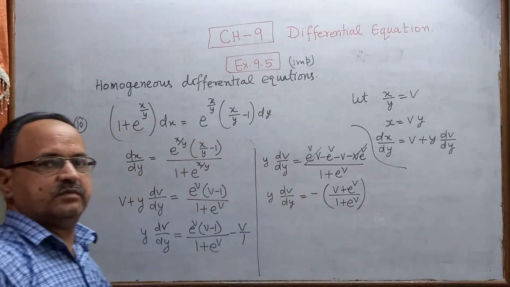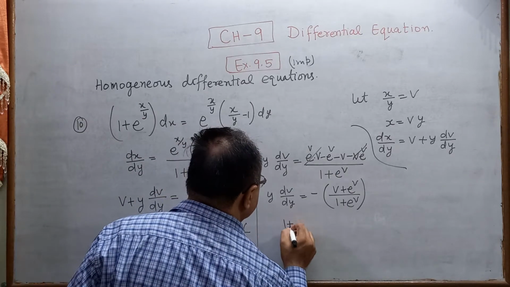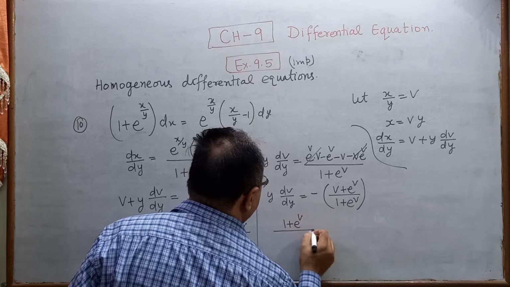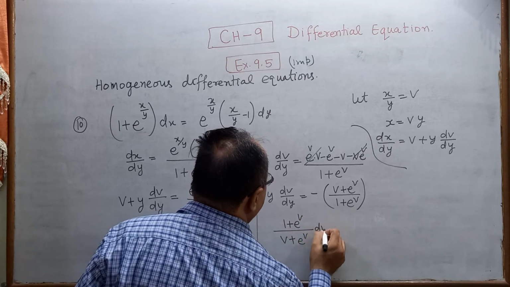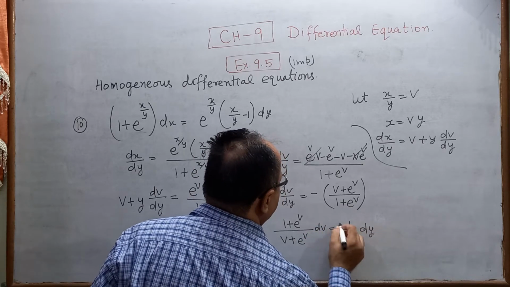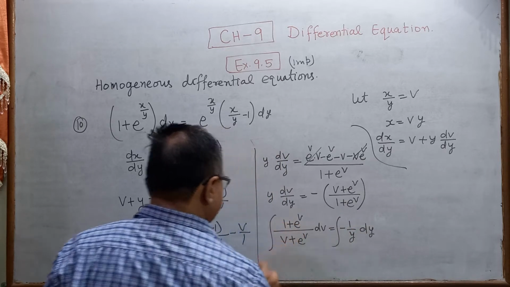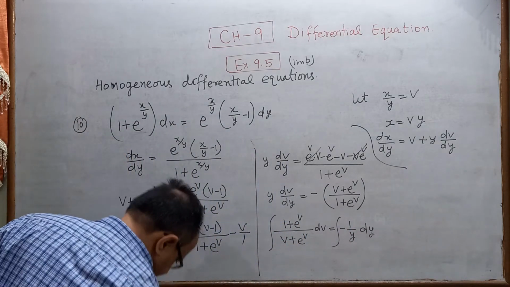Now variable separable. You can write 1 plus e to the power v upon v plus e to the power v dv is equal to minus 1 upon y dy. This is the solution of this question.